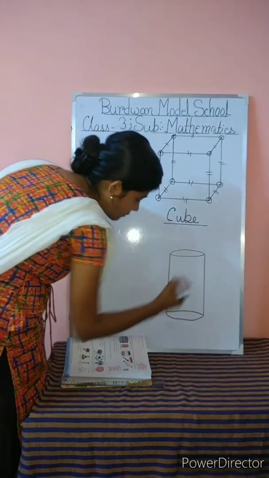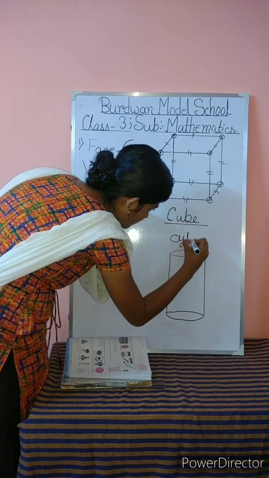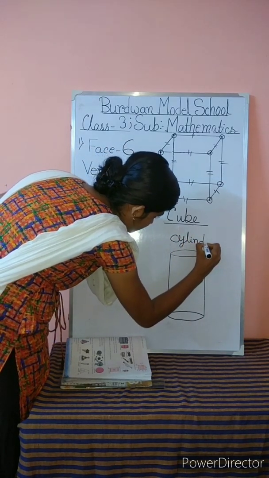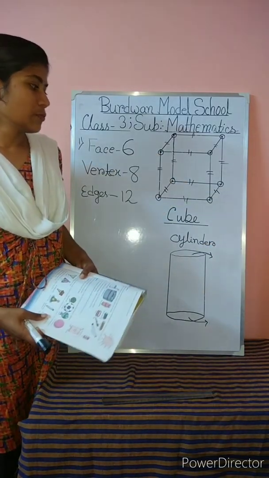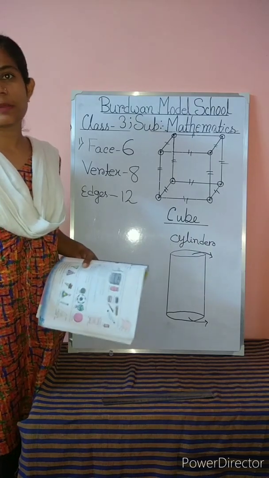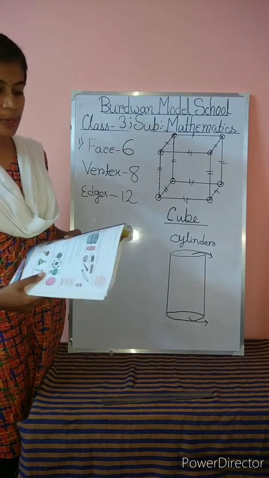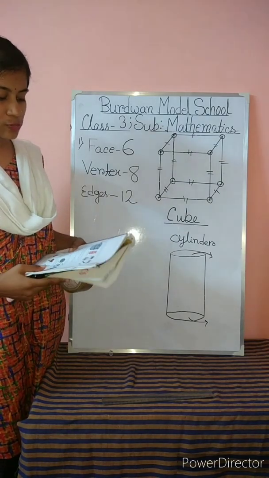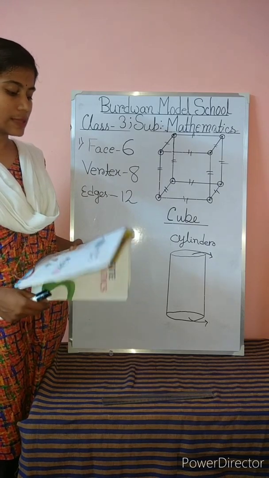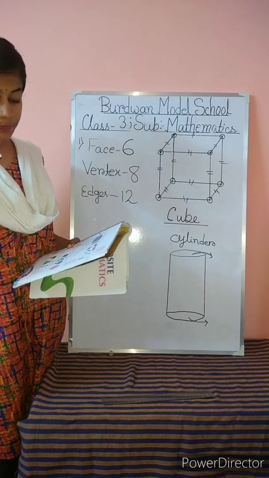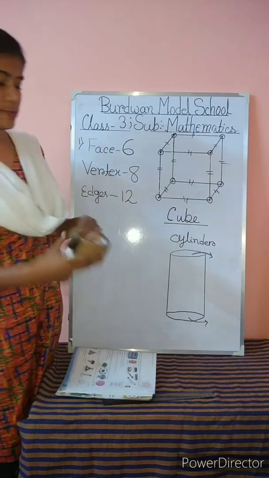On the top I am writing, okay? See the cylinder. Now, what are the examples of cylinder? Obviously, water pipe, isn't it? Water pipe, tube light, water tank, then after that your pen, those are the examples of cylinder.